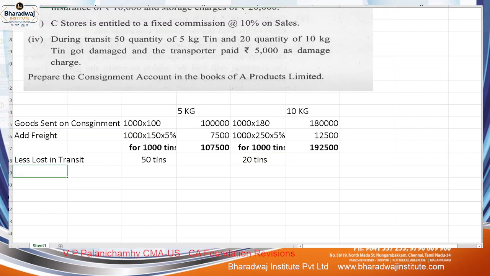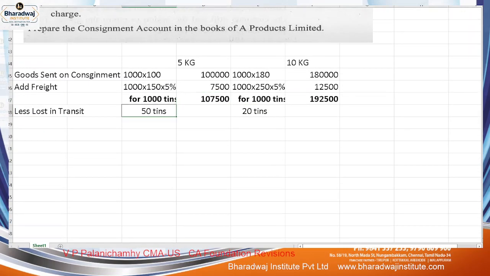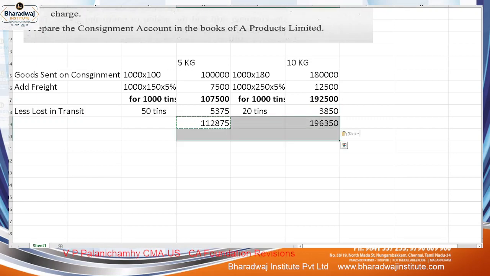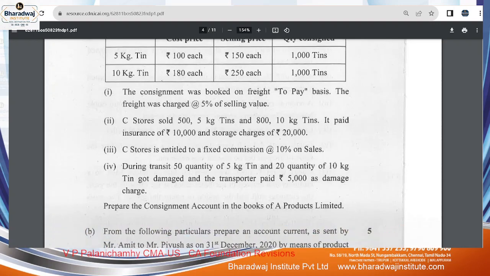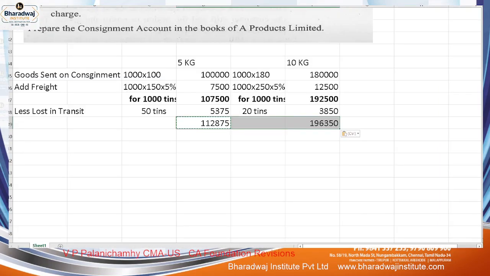To work this out proportionately, 1,07,500 is for 1000. What is for 50? 1,07,500 divided by, if it is for 1000, what is for 50? Same way, if this is for 1000, what is for 20? Is there any non-selling expense of the consignee? This is the value of 950 tins.